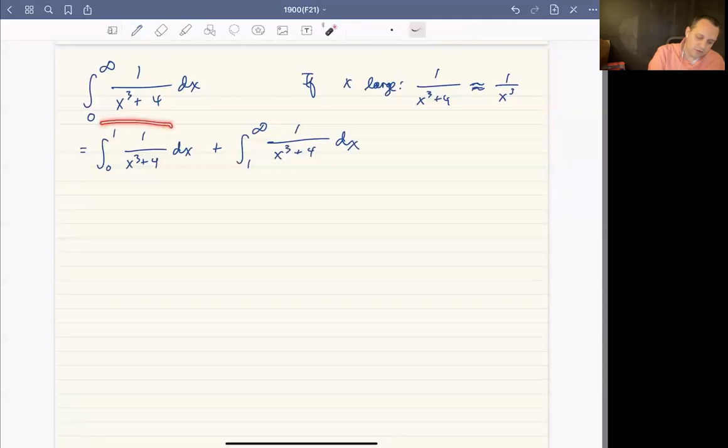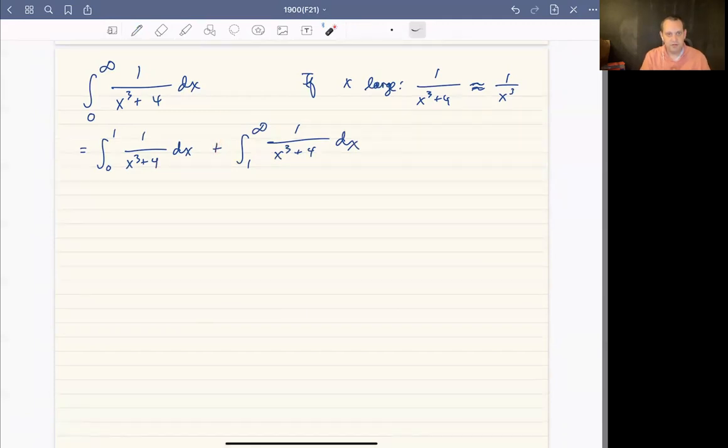And what we can do for the first integral is that this is a function, it's continuous over a nice finite bounded interval. Everything is perfectly fine. It's going to be some number. It's going to be like 5. I don't know what the number is. I don't care. It's going to be some number. And all we really have to look at is the second integral.